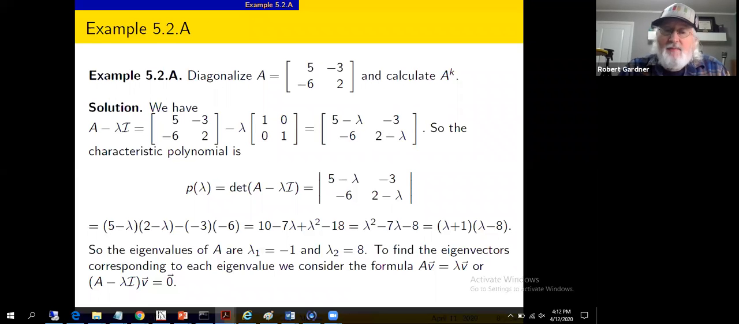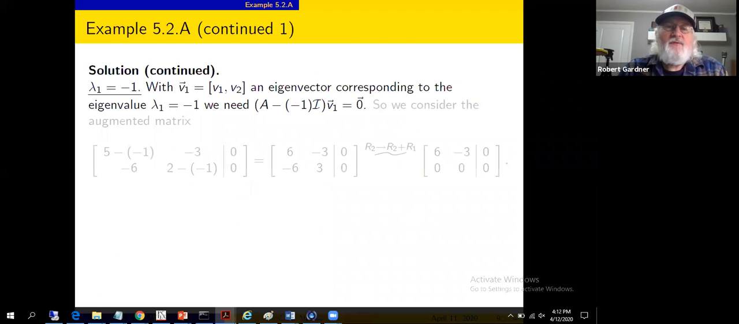That's where the lambdas came from, ensuring us there will be resulting systems of equations that have free variables. Okay, so for lambda 1 equals -1, let's look for an eigenvector. Let's call it v sub 1 vector. Let its components be v1 and v2. We'll have to treat it as a column vector to get the system of equations notation correct.